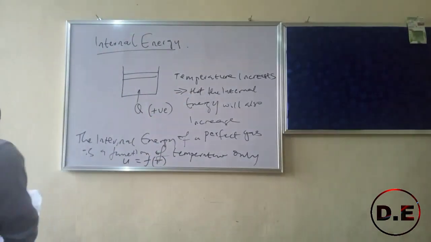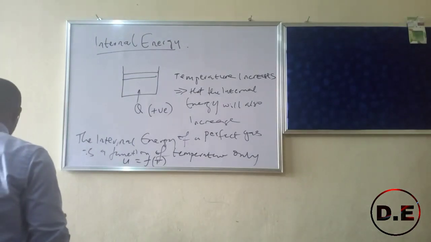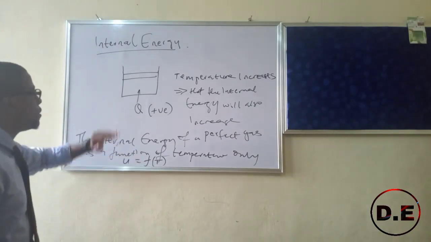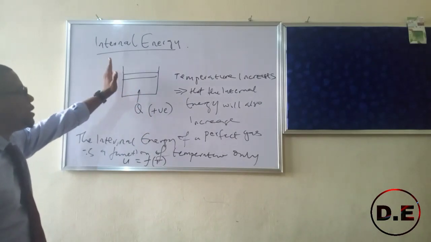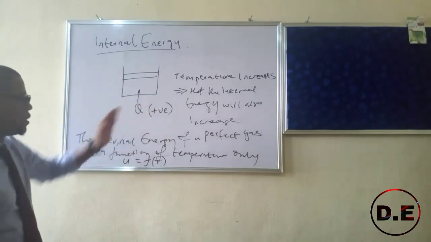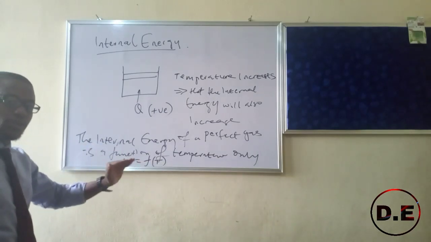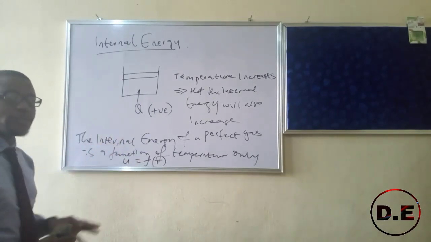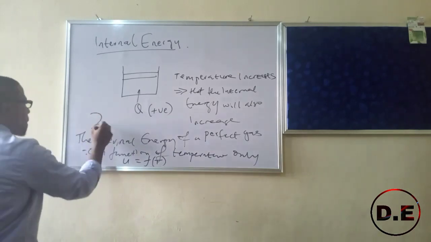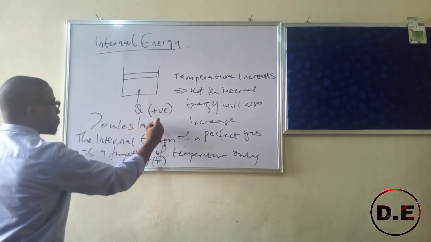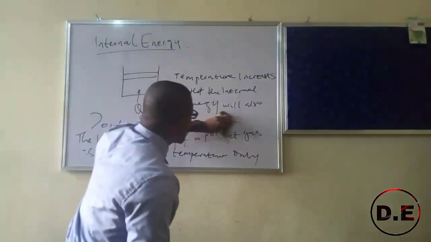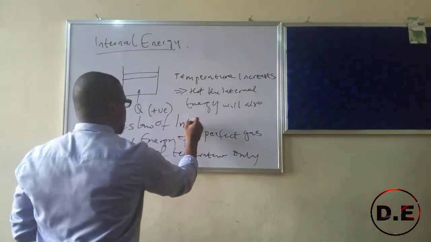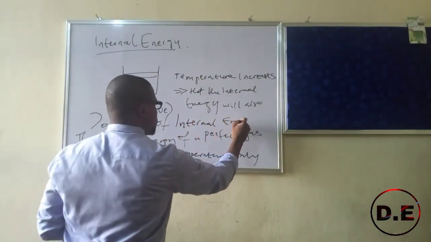So we can then state from this law that the internal energy of a gas doesn't really depend on P, pressure, or volume. It depends mainly on the temperature of the gas. And this concept comes from Joule's law of internal energy.